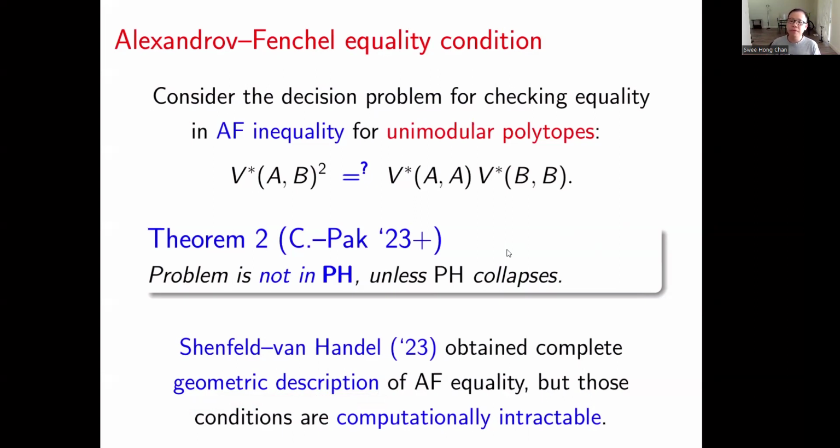Because if the condition were somehow not that complicated, if the condition were somehow in the polynomial hierarchy, then the polynomial hierarchy collapses, and then we will have more important things to worry about. We will need to rethink how we actually think about many of these complexity theory problems. Right? Okay, so this is our main result.